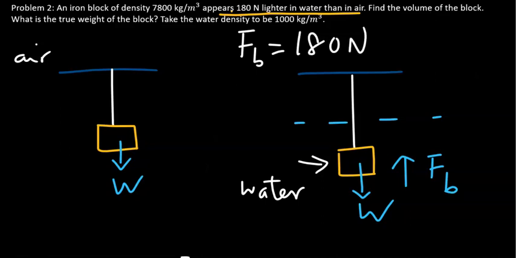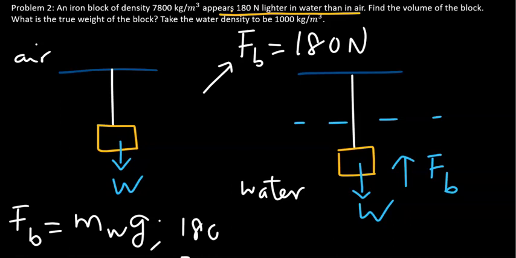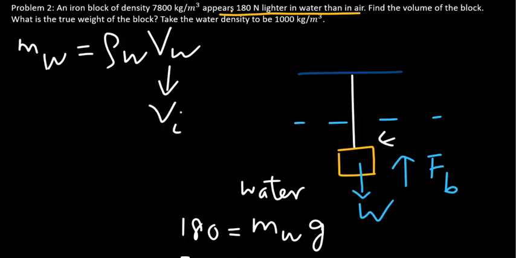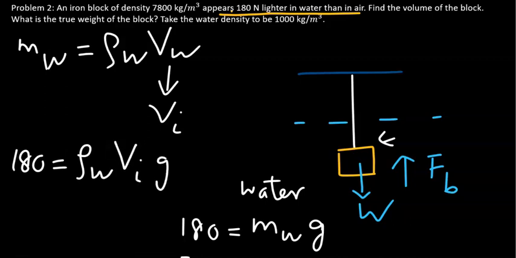And since Archimedes' principle tells us that the buoyant force equals the weight of water displaced by this iron block, we can equate this 180 newtons to the weight of the water displaced by the iron block. The mass of the water displaced equals the density of water times the volume of the water displaced. However, we know that the volume of water displaced must be the same as the volume of that iron block. So we can simply write 180 equals the density of water, the volume of that iron block, times gravity.